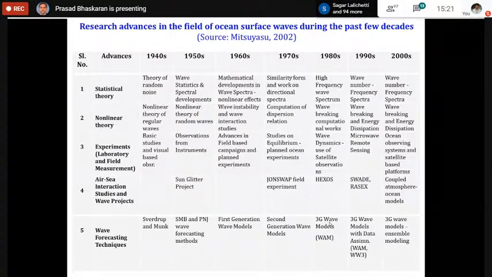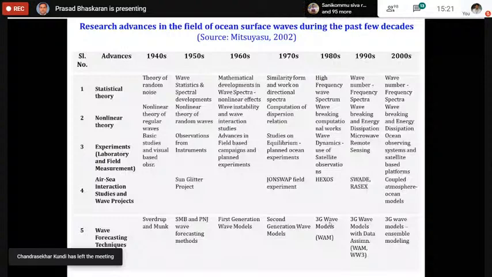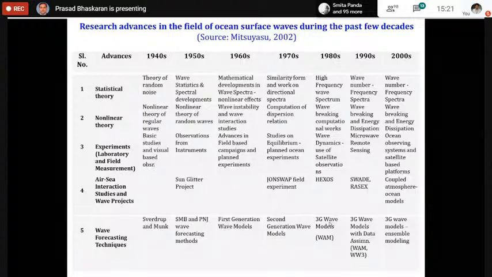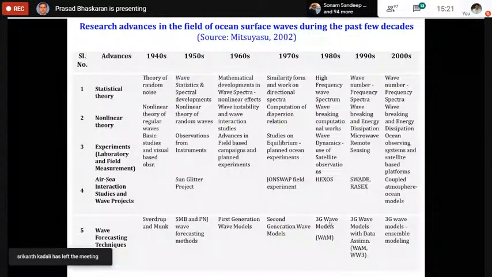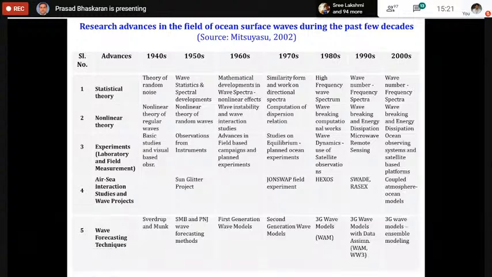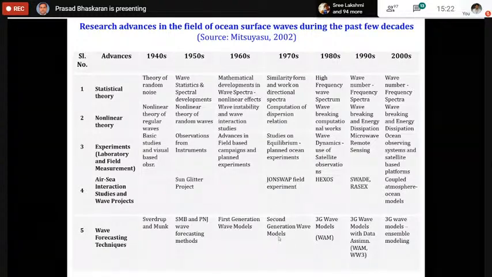Now the energy balance equation could be used to understand the spatial and temporal variation of ocean waves. That means if you know how the energy is varying as a function of space and time, you can forecast the ocean waves. Of course, that requires a lot of physical parameterizations. I'll be talking about that after some time, how the parameterizations have been made and how they can be used for wave forecasting.